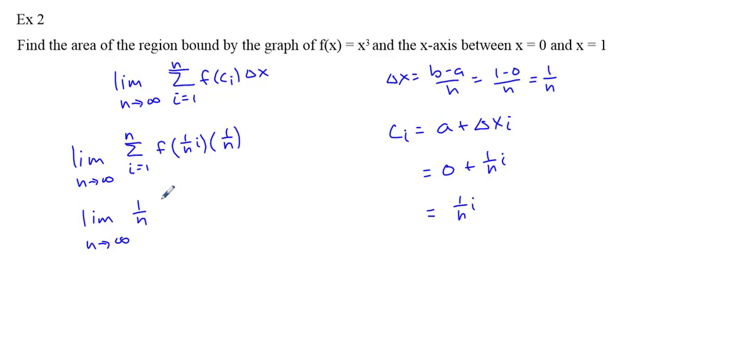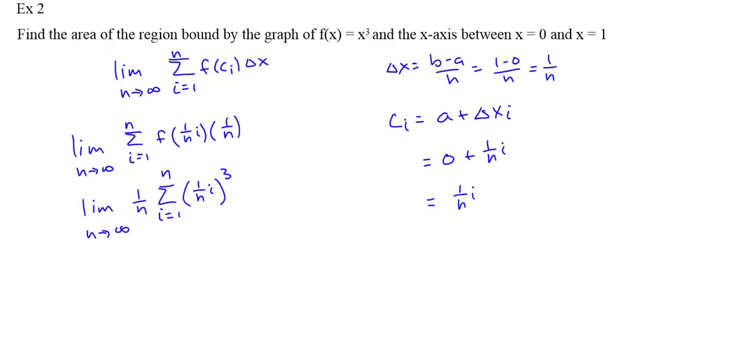1 over n times the sum. Okay, f of 1 over n times i. f is x cubed, so it'll be 1 over n times i, quantity cubed. Okay, distribute your power basically. Sum i equals 1 to n. So 1 cubed, n cubed, i cubed. So 1 over n cubed times i cubed.